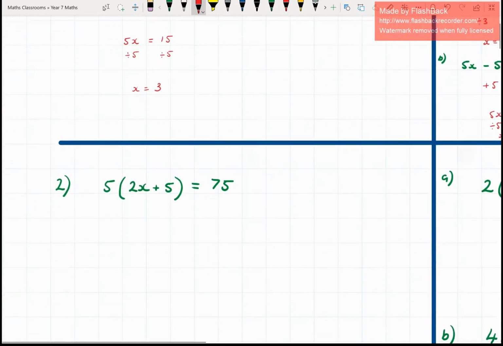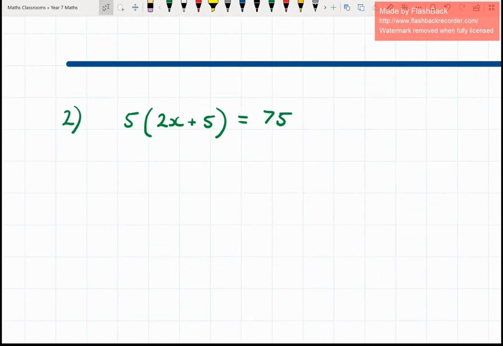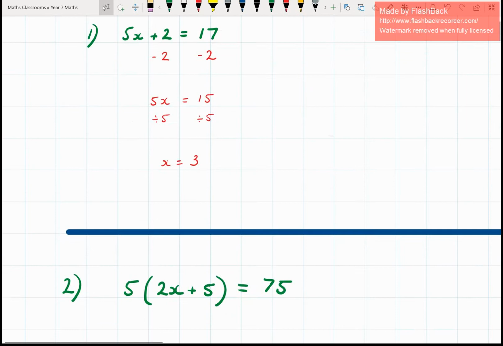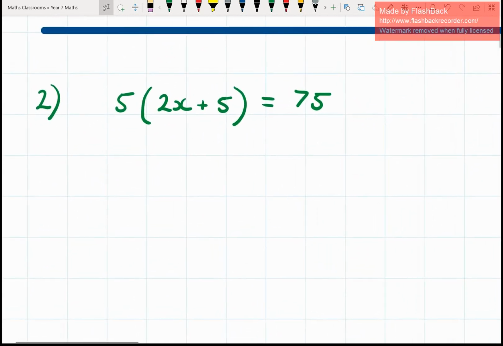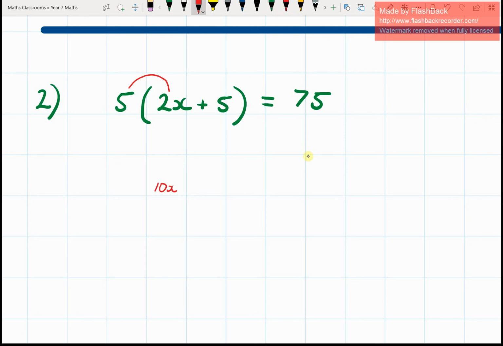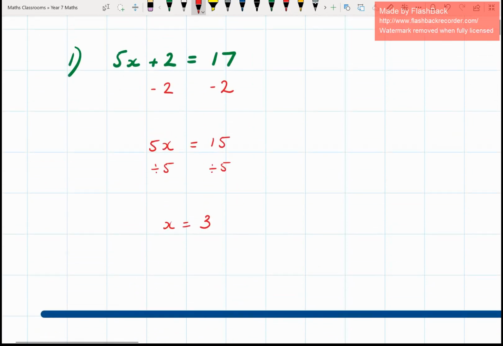Right, next group of questions. So I'm going to do these ones. This time, before we go into this type, we have to multiply out of the brackets for a start. So we have to expand. Just remember, everything inside this bracket is going to be multiplied by the number outside. So what's 5 times 2x? That's 10x. And what's 5 times 5? That's plus 25.